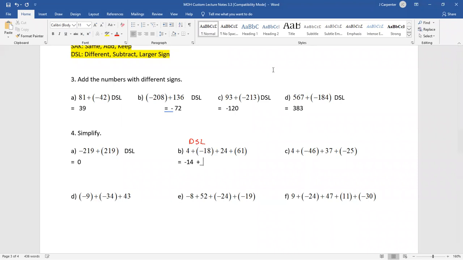Then let's bring down the rest. Plus 24 plus parentheses 61. Honestly, that 61 does not need to be in parentheses because it's positive. You only need parentheses around negative numbers if it's a single number. So now let's focus on the negative 14 plus the 24. Negative 14 plus 24 is once again different signs. I'm just focusing on this, leaving the 61 out of it. Negative 14 plus 24, that's a negative and a positive, different signs. So we'll subtract and keep the sign of the larger.